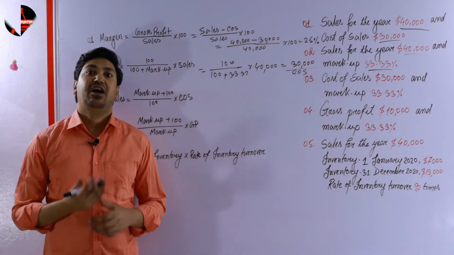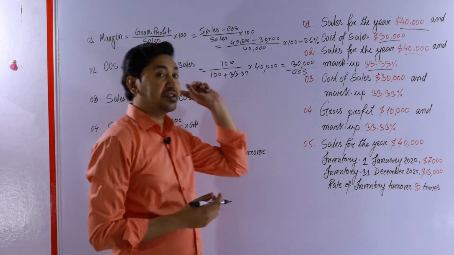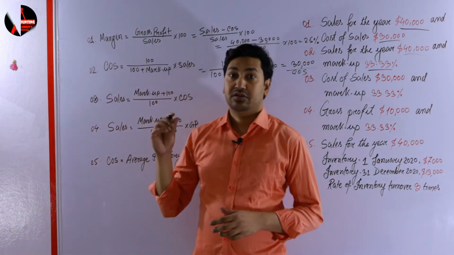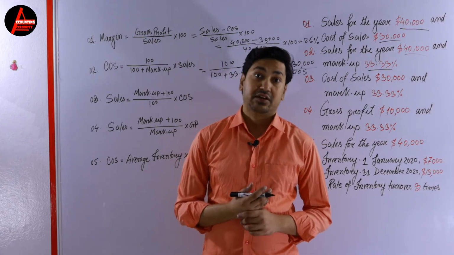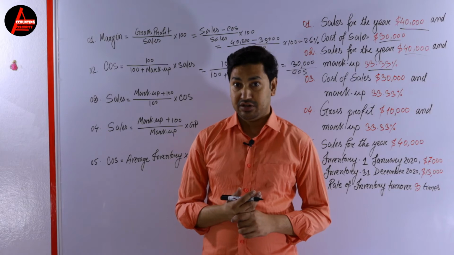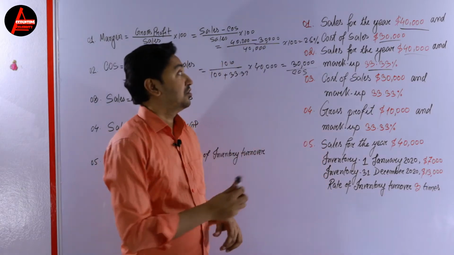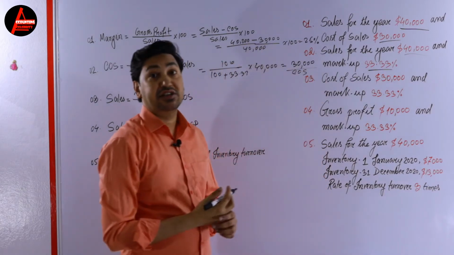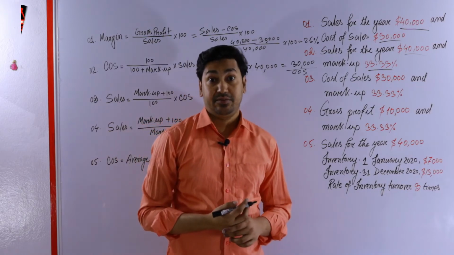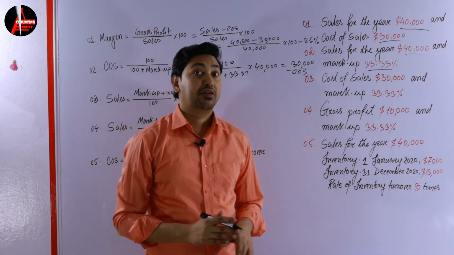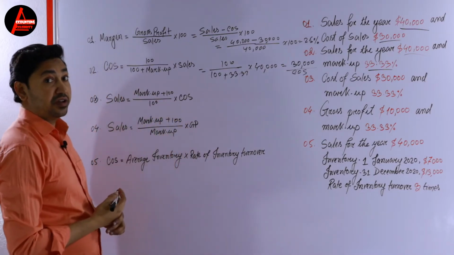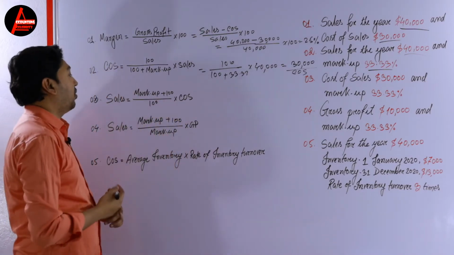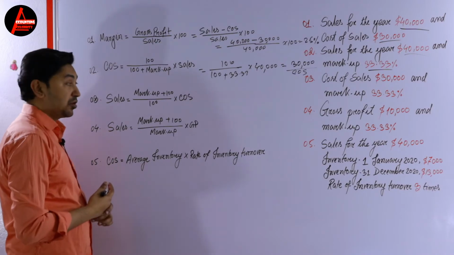Now if you apply the first formula, gross profit divided by sales times 100, you can calculate your margin. This is the way you often get the question in the exam. Don't be confused next time. Try to apply this formula to get the answer. Okay, so next one, number 3.